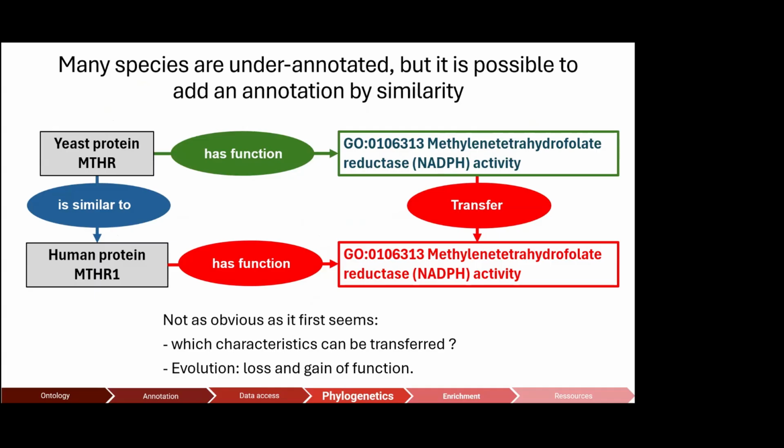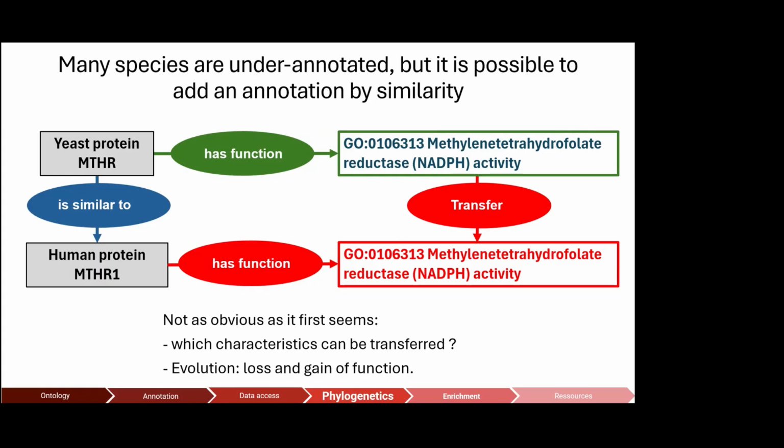There is something which is really obvious: you just look if you have similarities, and this is what most people do. You just make a pairwise similarity search, like a BLAST. For example, here I show you a yeast protein and a human protein. They are very similar. We have a function for the human protein. So we think, okay, we transfer the function to the yeast protein, and that's it. And we might be able to do this for every species, every organism.